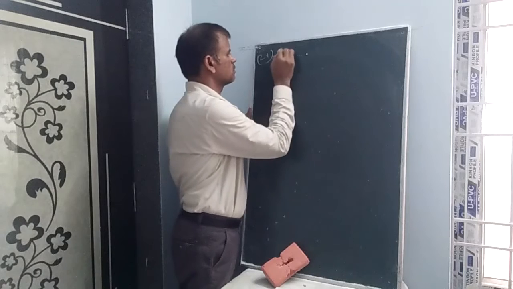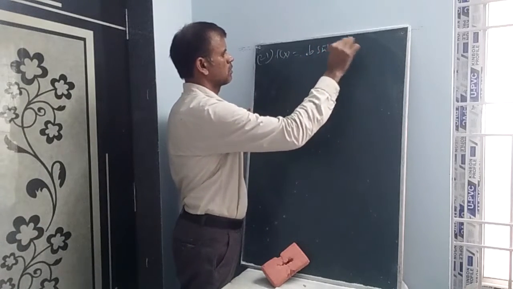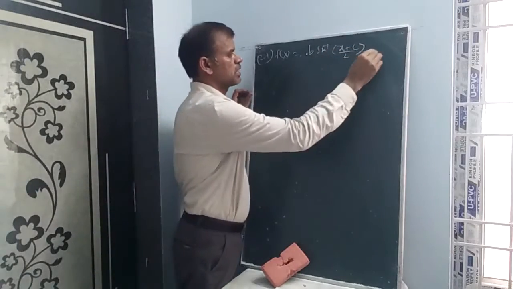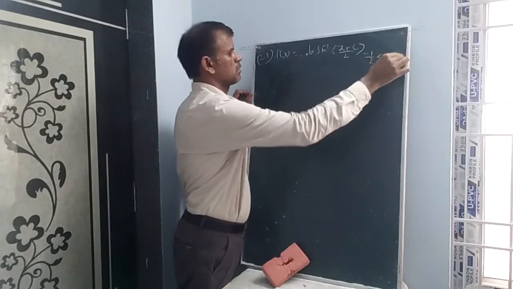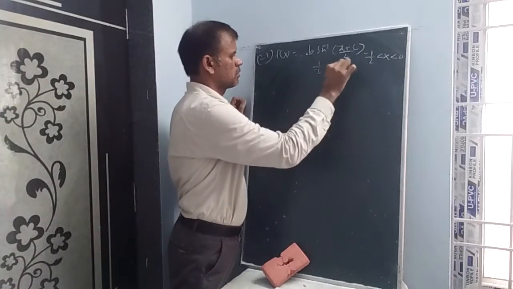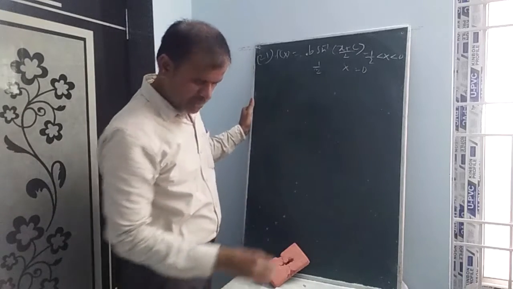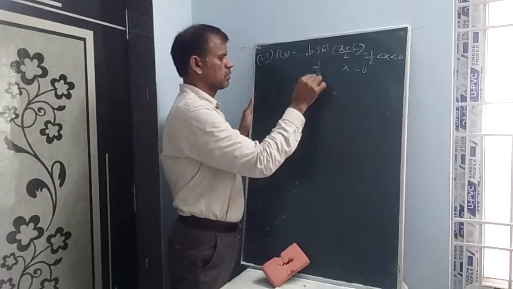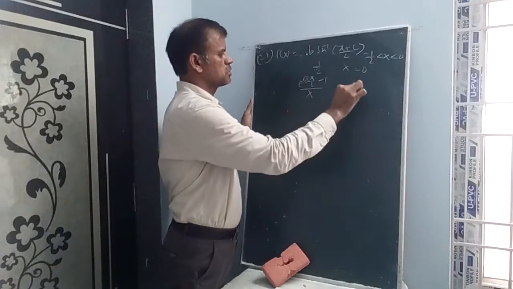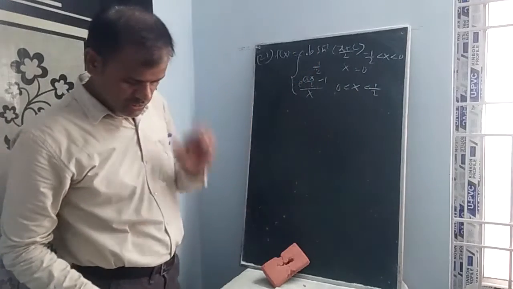f(x) is equal to b sine inverse of (x plus c) by 2 for minus 1 by 2 less than x less than 0, and 1 by 2 if x equal to 0, and (e power ax by 2 minus 1) whole by x for 0 less than x less than 1 by 2.